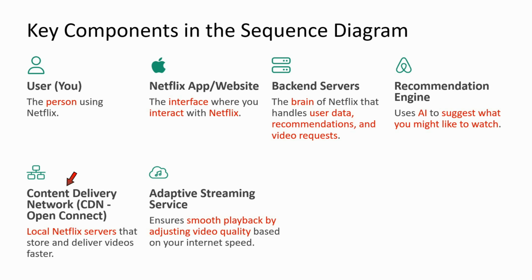Next one is content delivery network or CDN, which is nothing but local Netflix servers that store and deliver videos faster. Netflix has its own CDN, which is called Open Connect. Next one is adaptive streaming service, which ensures smooth playback by adjusting video quality based on your internet speed.